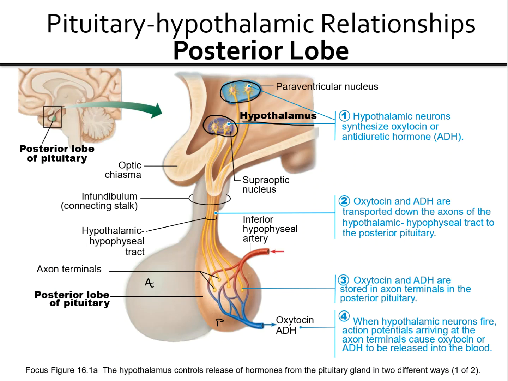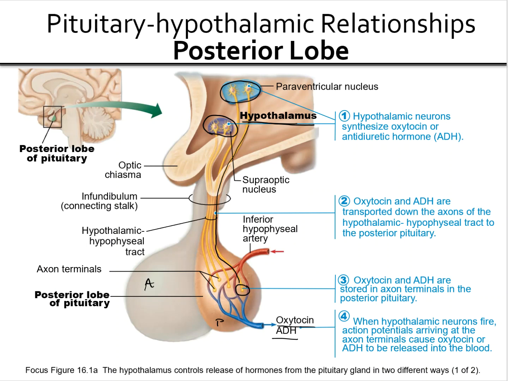In these cell bodies located within the hypothalamus, we produce the two hormones we're going to talk about that are released from the posterior pituitary: a hormone known as antidiuretic hormone or ADH, and a hormone known as oxytocin. Both of these hormones are produced in the hypothalamus. They're then packaged into vesicles, transported down their axons, and stored in the axon terminals until they get a signal to be released.